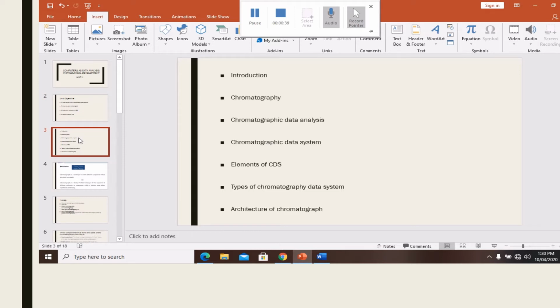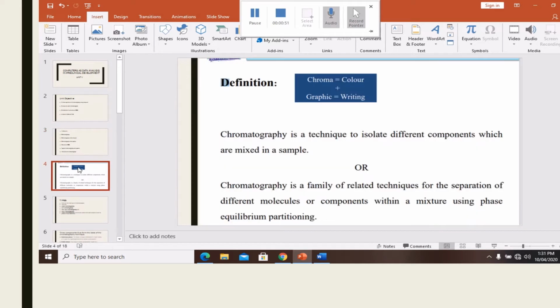Today we are going to discuss chromatography introduction, data analysis and data system, CDS and types of chromatography data system, and architecture of chromatography. So first we will start with the definition. It is a technique used to separate molecules from a mixture. If you want to separate a molecule from a mixture, that is known as chromatography.